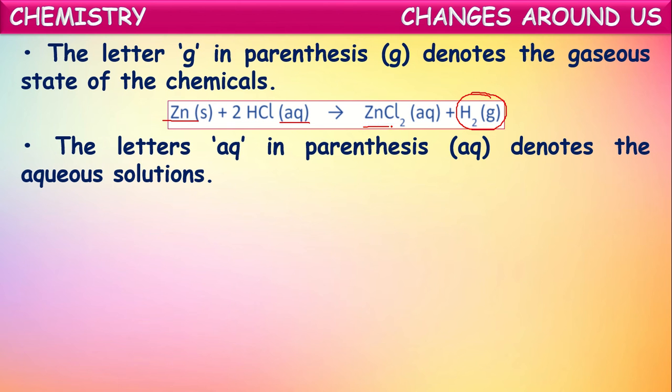And here also ZnCl2 is represented with AQ beside this formula. This also represents aqueous solution of zinc chloride. So overall we can understand here that solid zinc, on reacting with aqueous hydrochloric acid solution, forms aqueous zinc chloride solution and liberates hydrogen gas. In this way the symbols in the parenthesis beside the symbols and formulae of chemical substances represent their physical state.